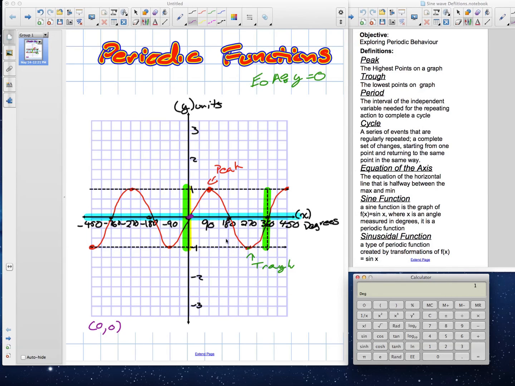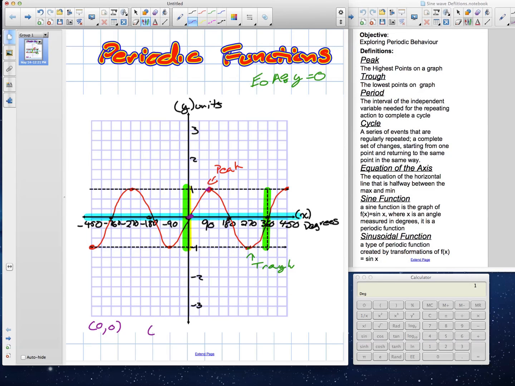Another one is at 90. Sine 90 gives us exactly the number 1. So what that means is, right here, we're at 90 degrees. What would sine 180 be? Okay, so back where we were. Another point on a sine wave that's extremely important is 90. So x is 90 and our y value is 1. So that's another major point.